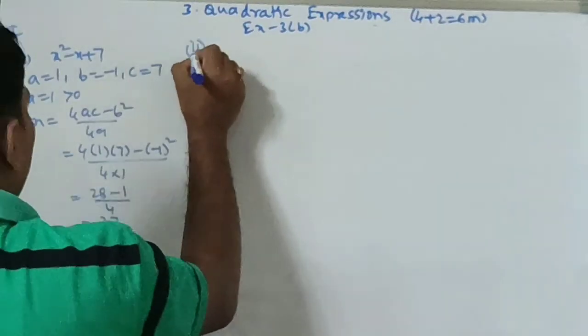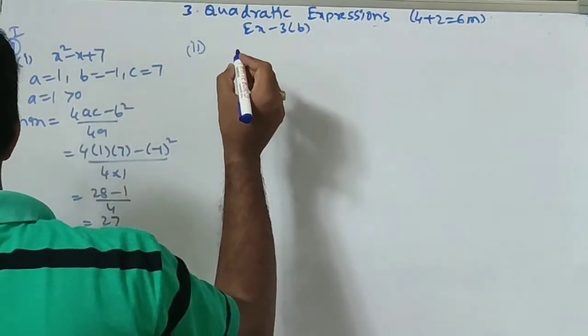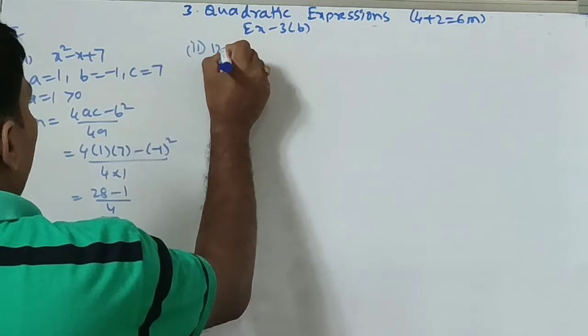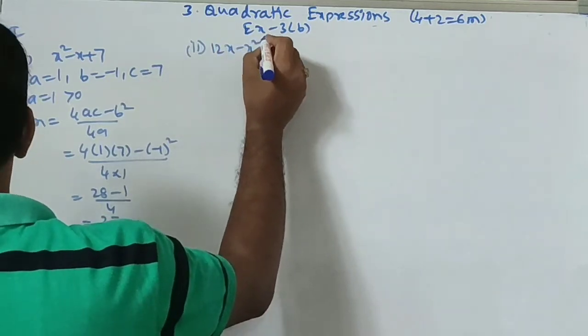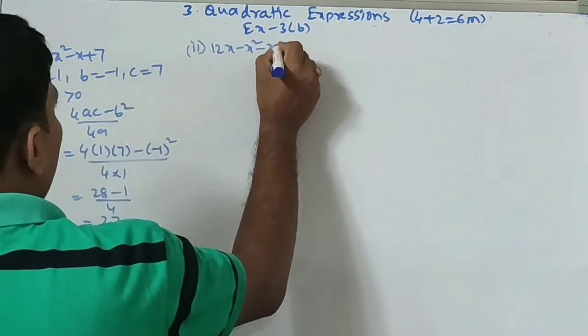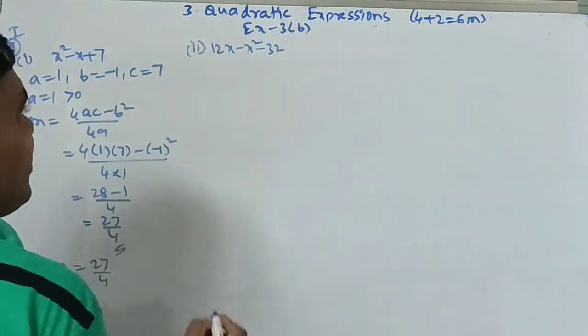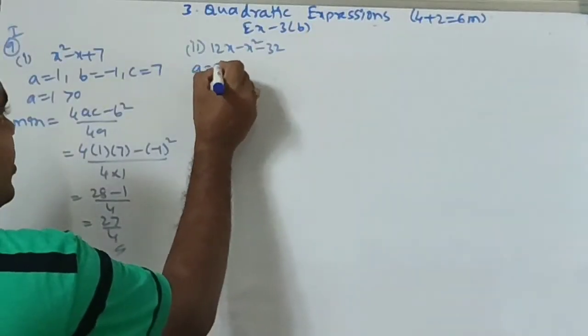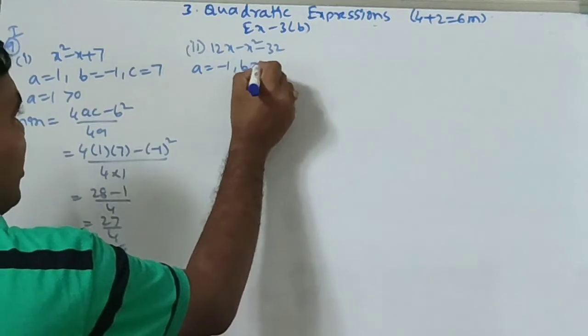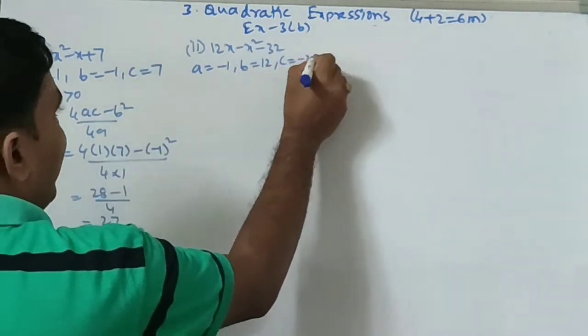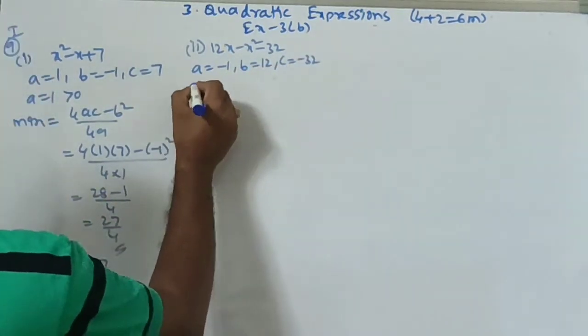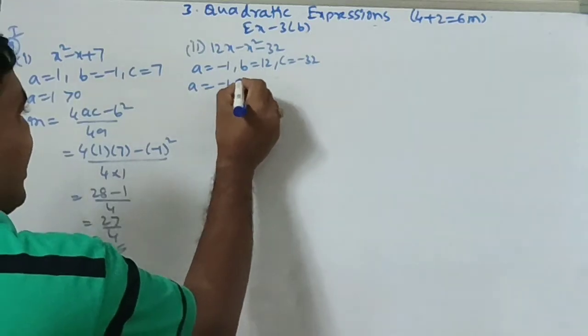Next, coming to the second, 12x minus x square minus 32. So I want to compare with ax square plus bx plus c. x square coefficient a equal to minus 1, b equal to 12, c equal to minus 32. Now a equal to minus 1, it is a negative value.